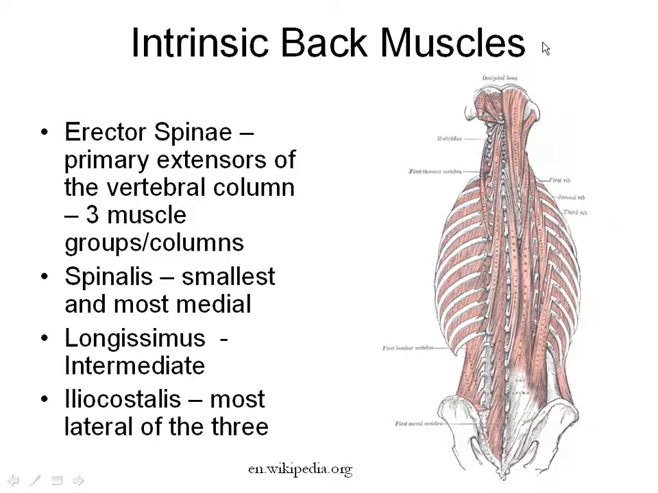More intrinsic back muscles, another main group of intrinsic back muscles, are called the erector spinae group. These are extensors of the vertebral column. Again, if you bend over and touch your toes, you're flexing. When you stand straight back up, you're extending. The three erector spinae groups, and you want to know the full name of each muscle.